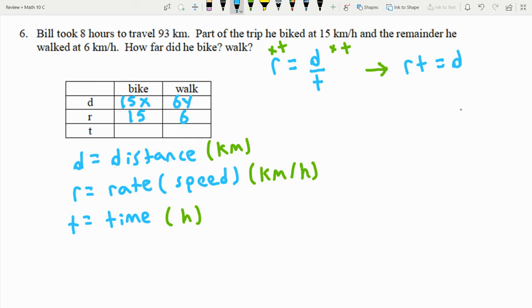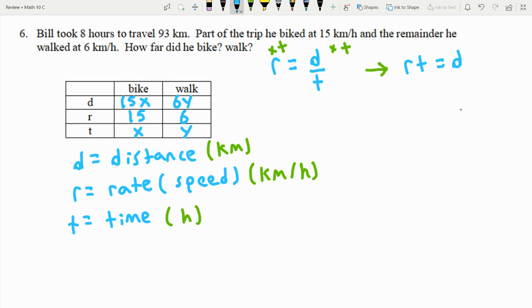So if I let, for example, the first one you see, D equals 15x, well, I know 15 is my rate, so that's my R. That means the x has to be my time. So if that's the case, for T down here I would put x, and for T down here for walk, I would put y. Because now I'm saying distance equals my rate multiplied by my time. I know my rate, it's 15 for bike. I don't know my time for bike, I say that's x. And I know my rate for walk, it's 6, but I don't know how much time it took, so that would be y. So that's why I have x and y.